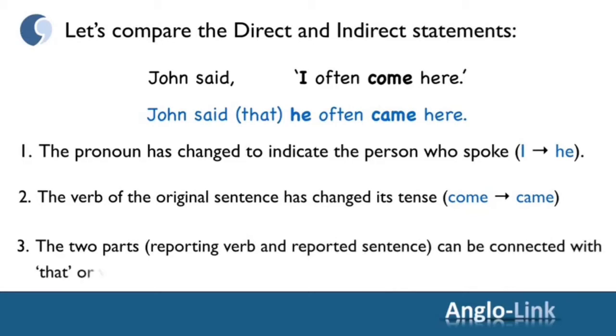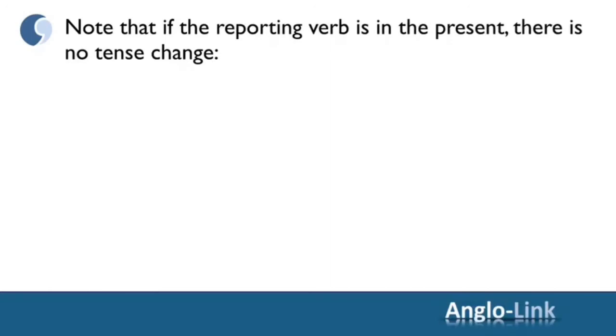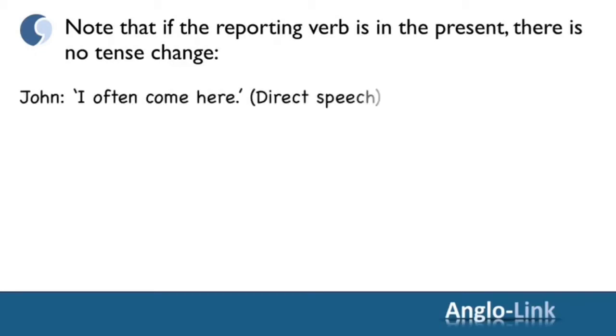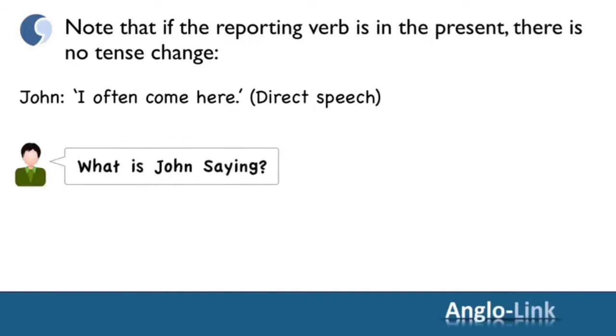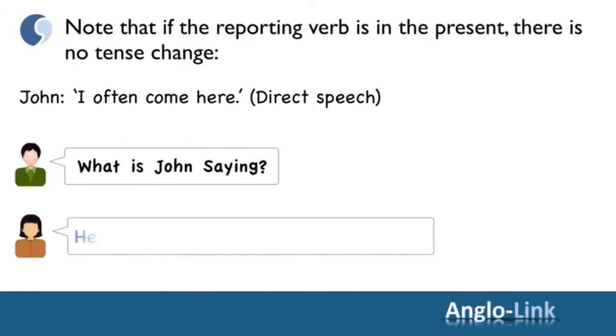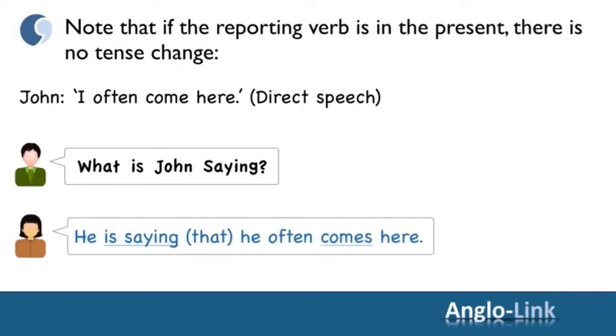And as you can also see, the two parts of the sentence, reporting verb and reported sentence, can be connected with the conjunction that. Note that if the reporting verb is in the present, there is no need for tense change. For example, "I often come here." Direct speech from John. Now, to answer the question, what is John saying? You simply say, he is saying that he often comes here. Okay, the verb stays in the same tense form, the simple present tense form.